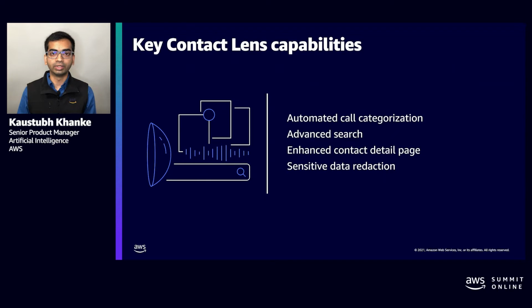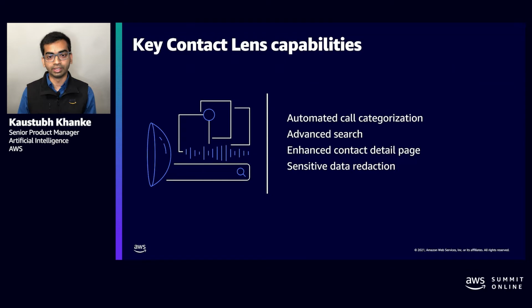With Contact Lens, you can conduct fast, full-text search on call transcripts to troubleshoot customer issues. You can search for contacts based on certain keywords, sentiment scores, and other call characteristics such as non-talk time. As a part of an enhanced contact detail page, you can also identify call drivers, discover new issues, evaluate sentiment, and identify agent coaching opportunities.